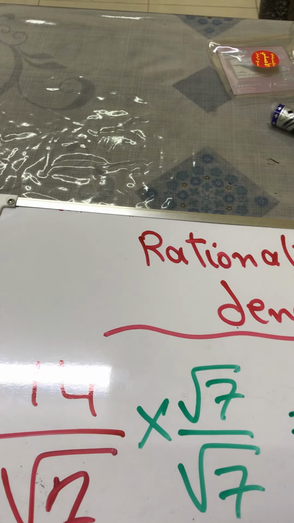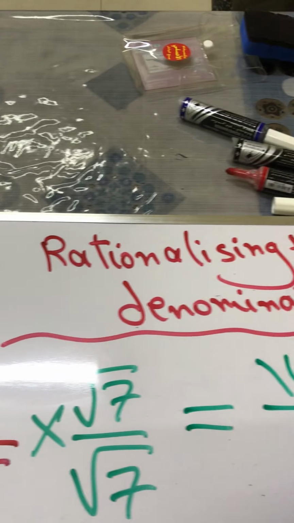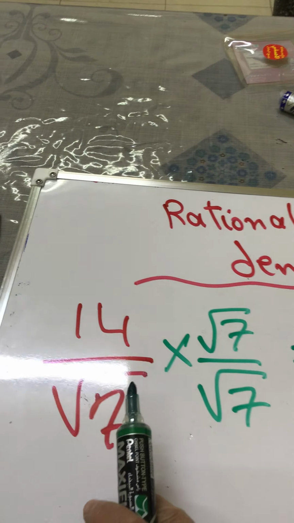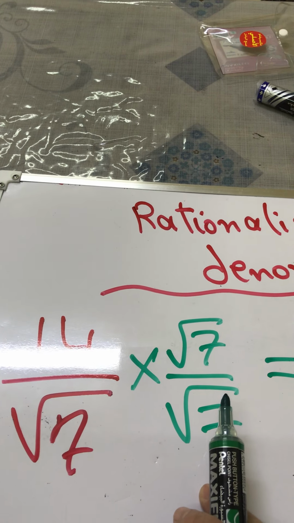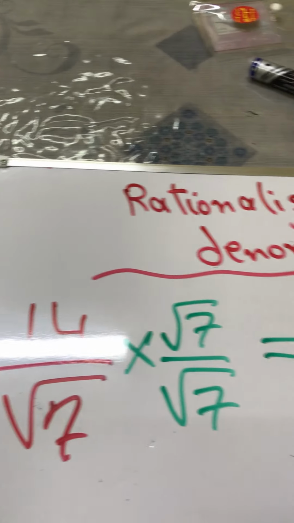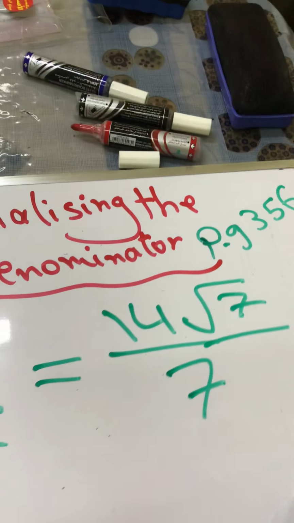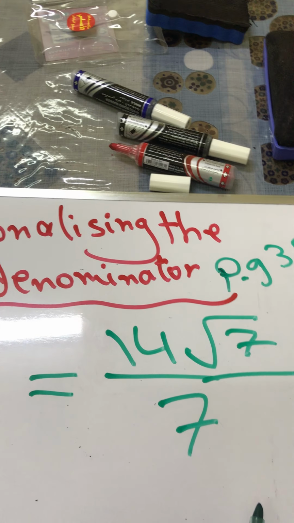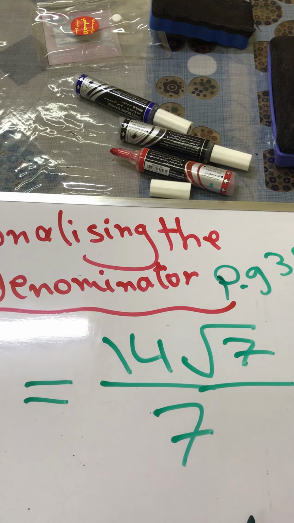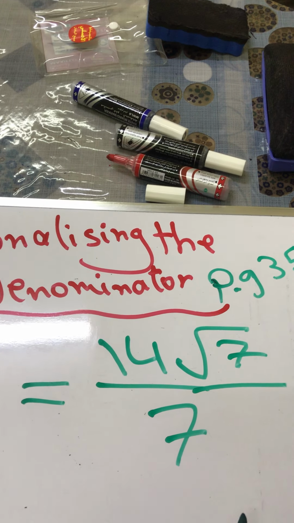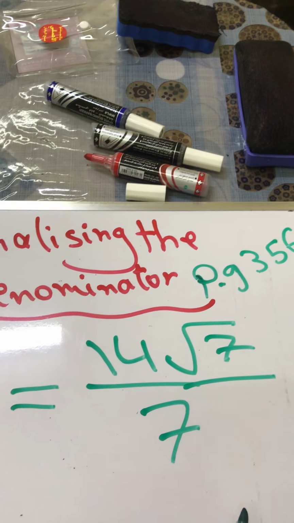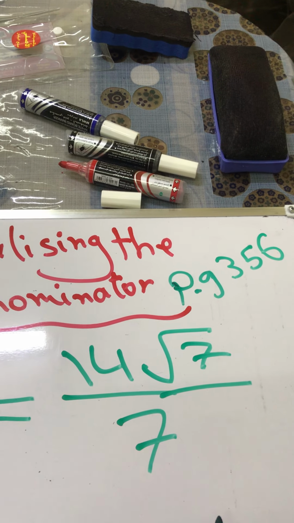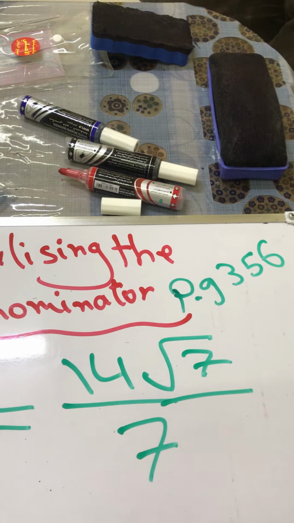How? Up, the answer will be 14 multiplied by square root of 7. What about down? A square root of a number multiplied by itself gives the number only, so the answer will be 7. Is there a problem when I have a root in the denominator? No, the problem is that we find the root in the denominator and we want to remove it. So we remove it by the rationalizing process.